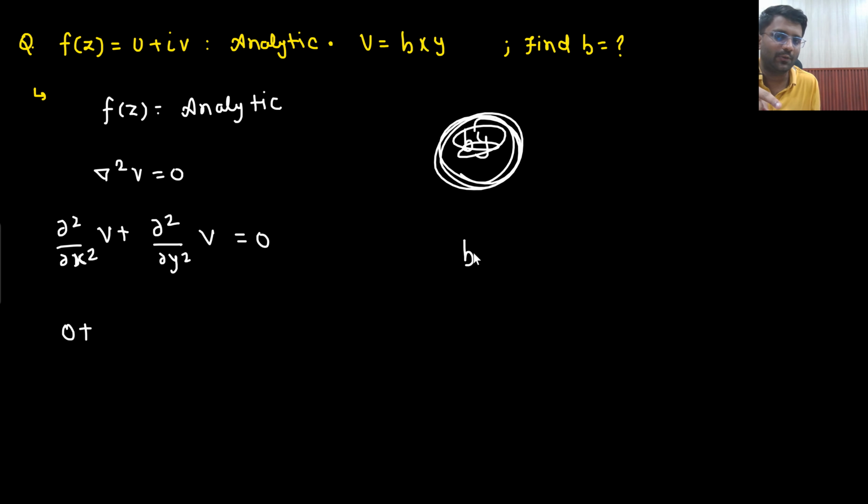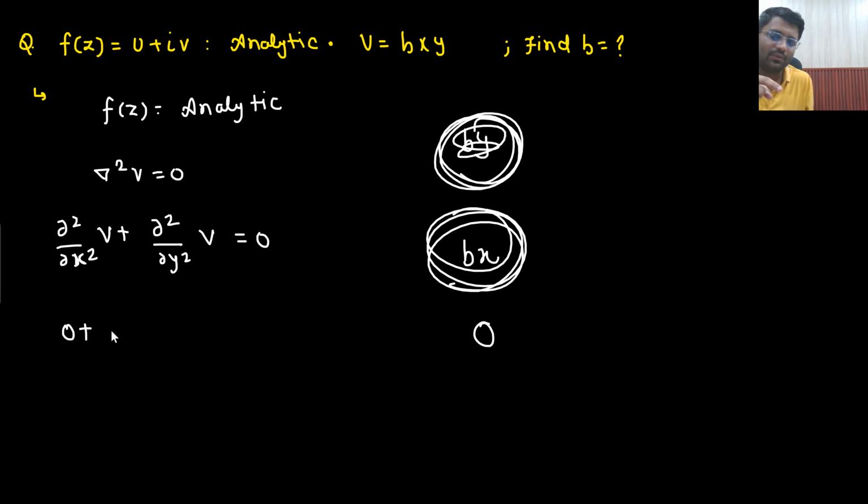So first you differentiate with respect to y. What you will get? Bx. Then again you differentiate with respect to y. What you will get? 0. 0 plus 0 is 0. 0 equals to 0. That I already know, no? It will be 0 equals to 0.